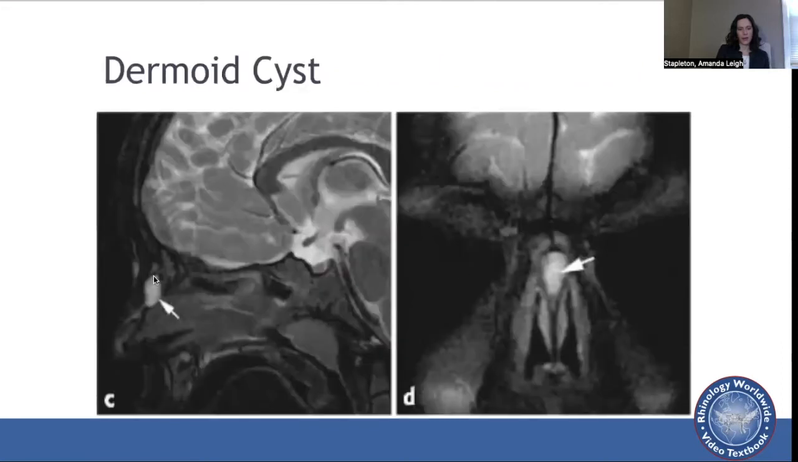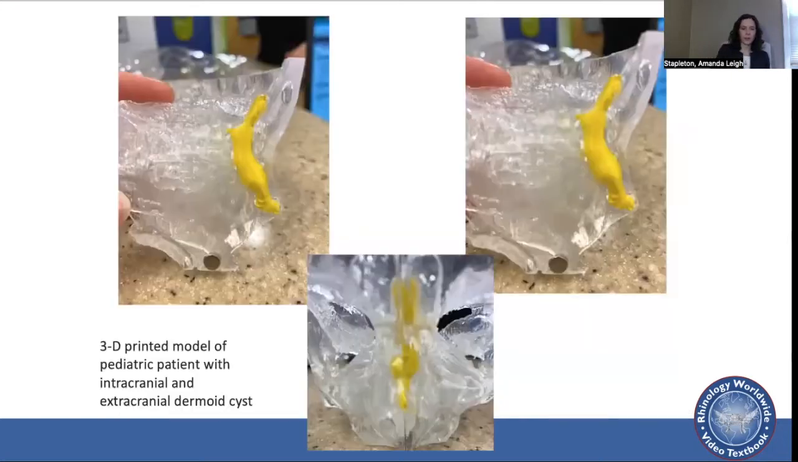This is another nasal dermoid. Again, you have a fluid, bright lesion that you can see kind of in that prenasal space. It sits in between the nasal bones. It can make the nasal bones spread, and you can get cosmetic issues from it.